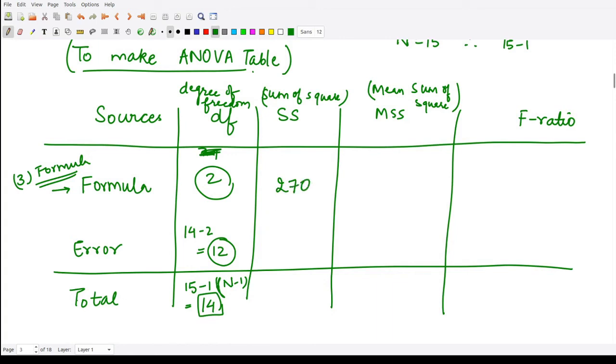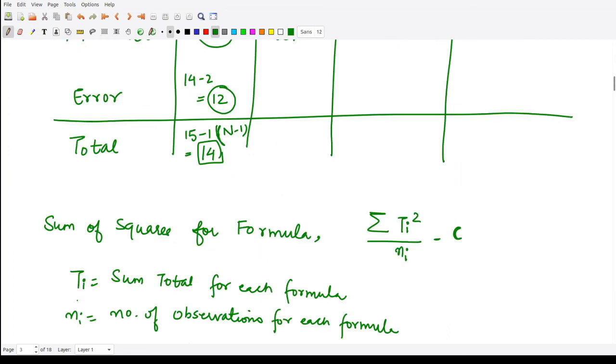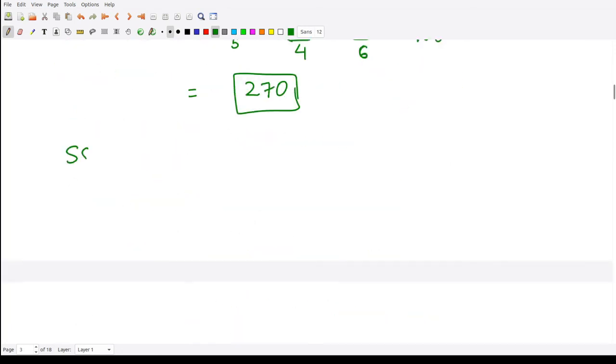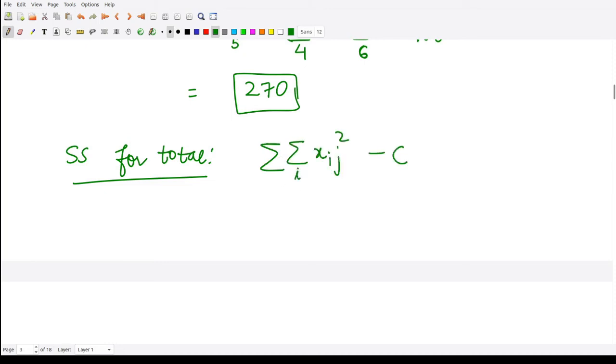Similarly, you will calculate it for total. Next we will calculate the sum of square for total. It is calculated by using the summation of xij whole square, minus C. The summation varies over i and over j. Now what does it mean? This xij means every observation that is given to you.